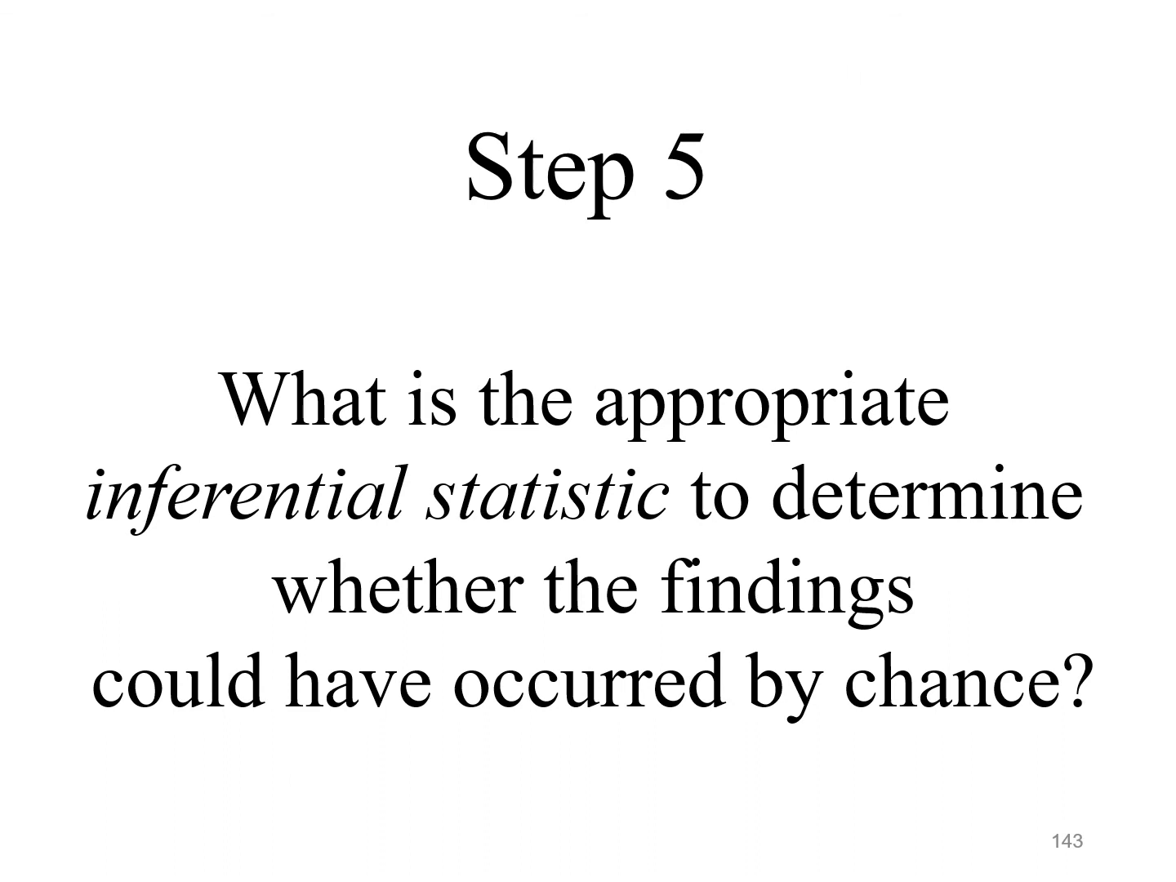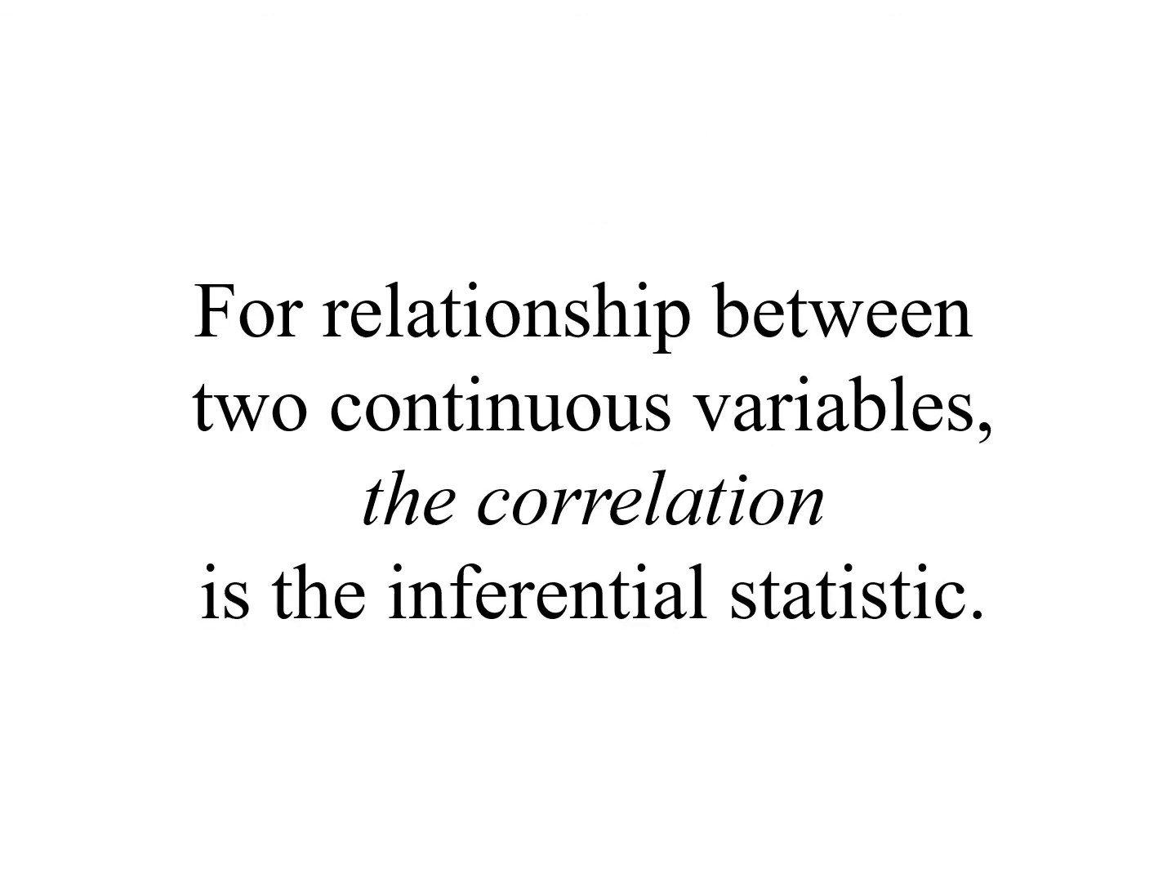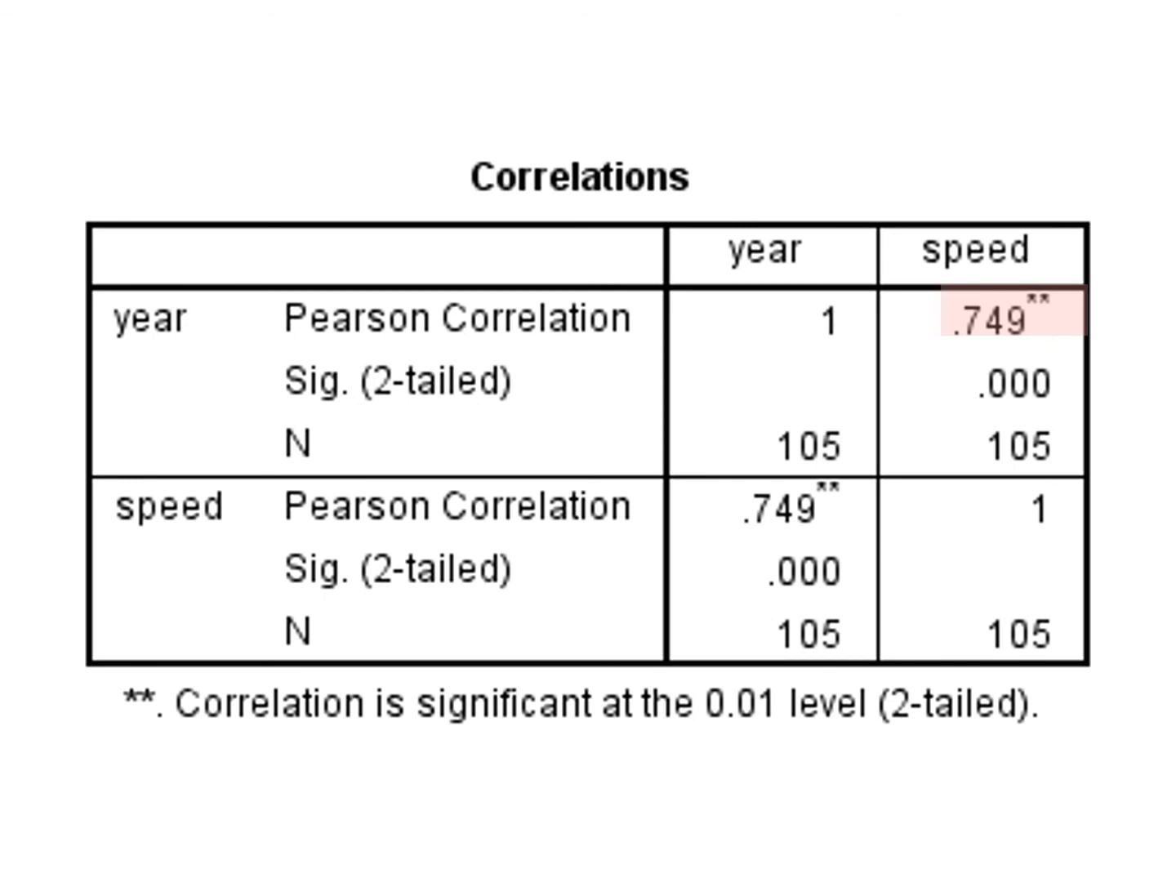To finish up our research question, we need an inferential statistic. The purpose of the inferential statistic is to determine whether findings could have occurred by chance. As it happens, when we're looking at the relationship between two continuous variables, the correlation is an inferential statistic. As you may recall, the correlation is also a descriptive statistic that we used. And here it is again. The correlation was 0.749.